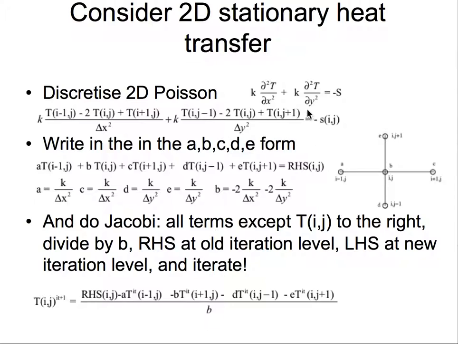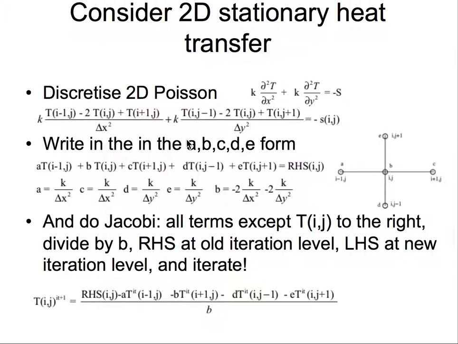Second order derivative in the y direction, or the j direction, is totally analogous. In this case, we keep the i index constant, and we let the j index vary, j minus 1, j plus 1, and we divide by delta y squared instead of delta x squared. We also have a contribution from the source term, which is not relevant at this point.